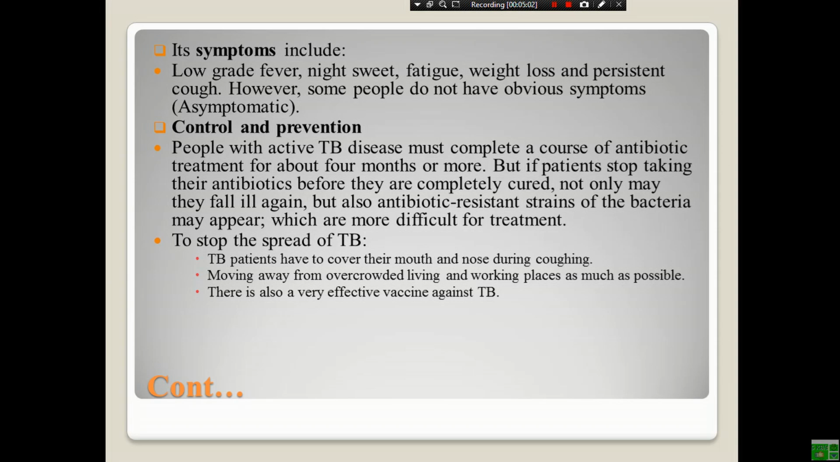The main symptoms include a low-grade fever, night sweats, muscle fatigue, weight loss, and persistent cough. However, some people do not have obvious symptoms, which means asymptomatic. Those asymptomatic people may have a strong immune system. Also, sputum with blood is another symptom of tuberculosis.